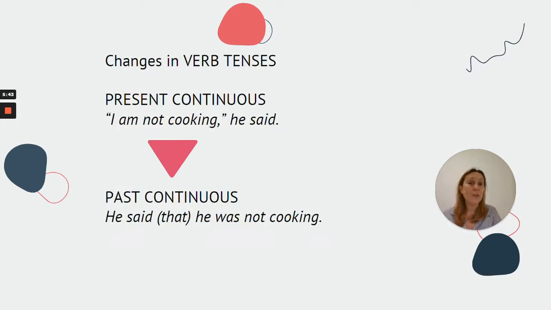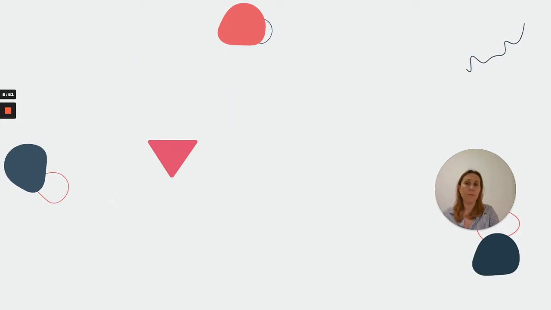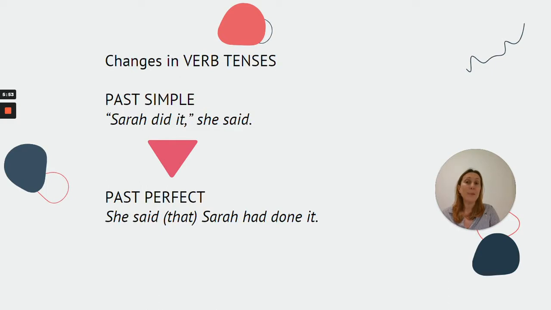Present continuous changes into past continuous. "I'm not cooking," he said. He said that he was not cooking. Past simple changes into past perfect. "Sarah did it," she said. She said that Sarah had done it.